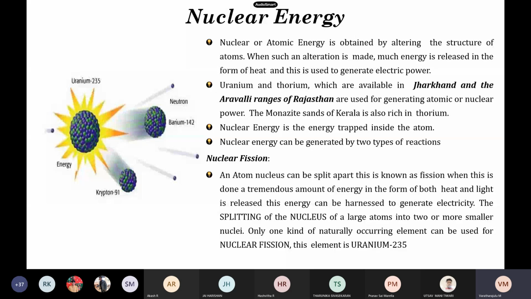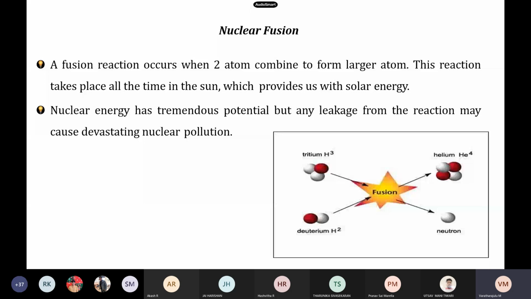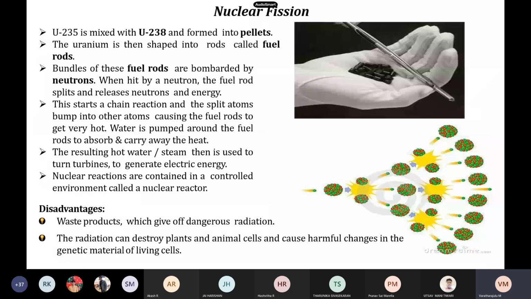Nuclear fission is the process of splitting a heavier nucleus into two or more smaller nuclei with simultaneous liberation of a large amount of energy. In contrast, nuclear fusion is the process of combining lighter nuclei into heavier nuclei with simultaneous liberation of a large amount of energy. We'll discuss more about nuclear fission, because this is what happens behind the nuclear power plant.